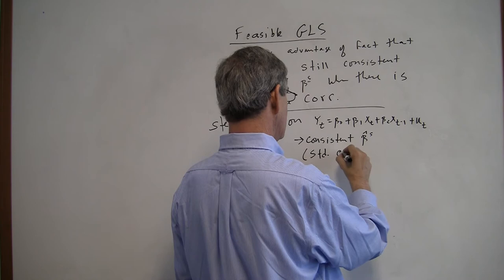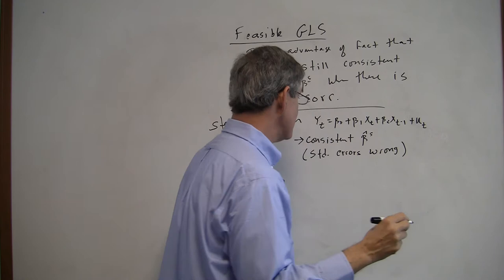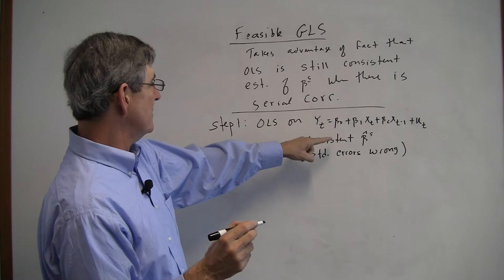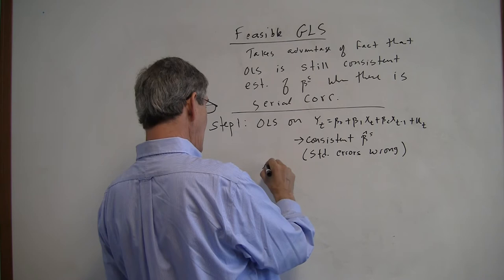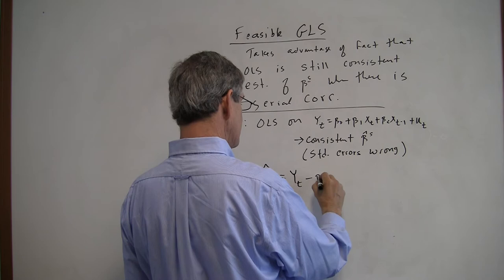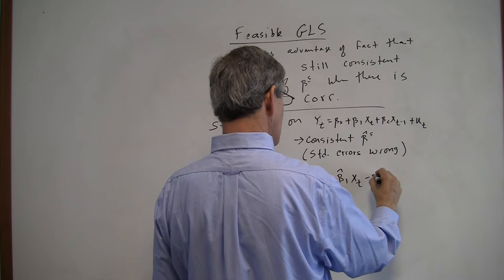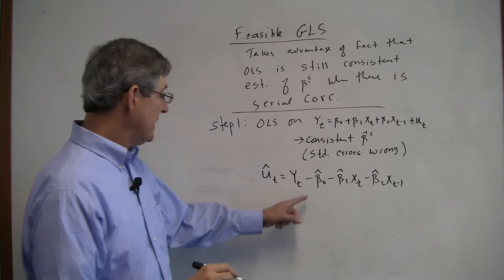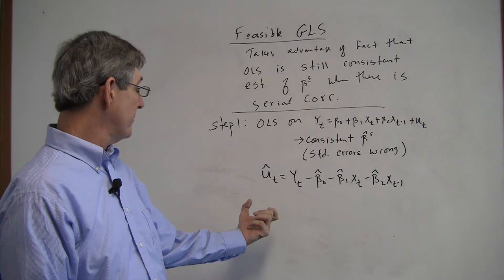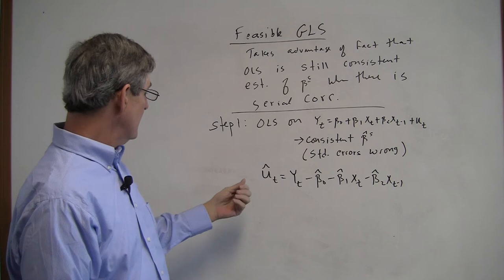By the time we're done, we'll have the correct standard errors. We're not going to use the standard errors at this point, so the betas are consistent. So we're going to do OLS on here, and then we're going to find U hat T equals YT minus beta naught hat minus beta 1 hat XT minus beta 2 hat XT minus 1. Because these betas are consistent, this is a consistent estimate of the error term. And so we can use it on average, or in large samples, it'll be correct.